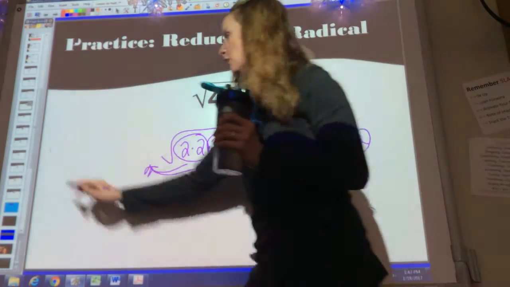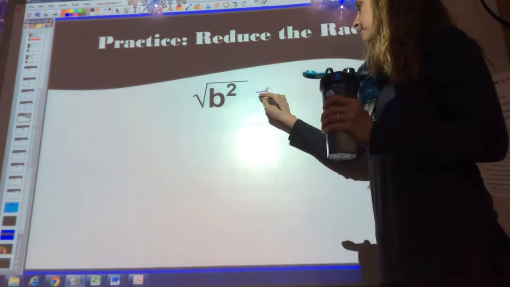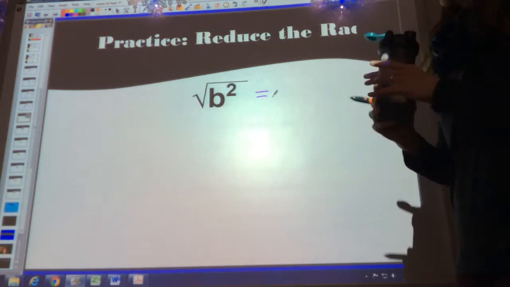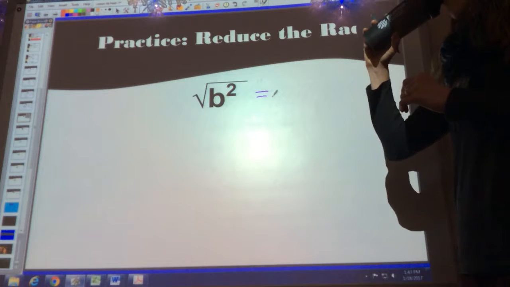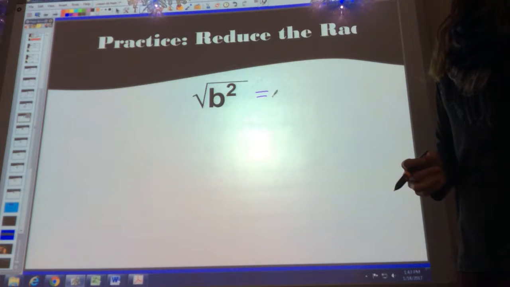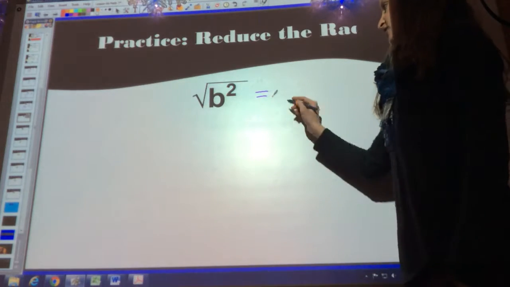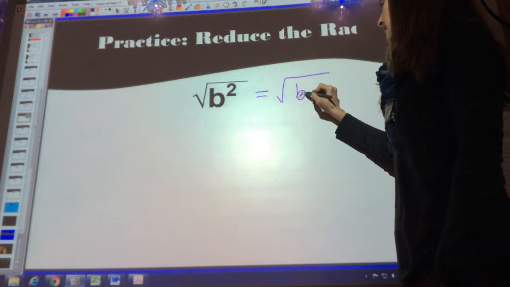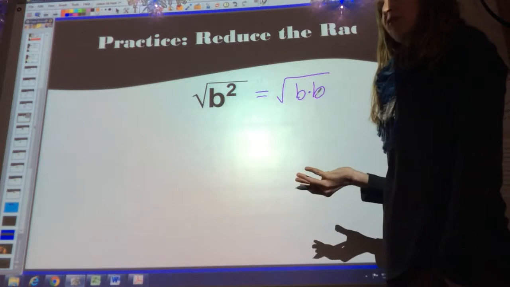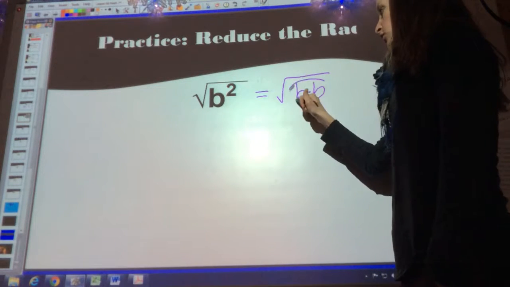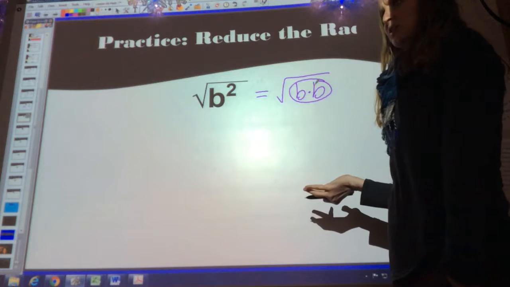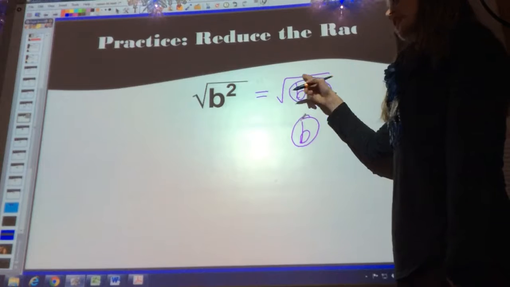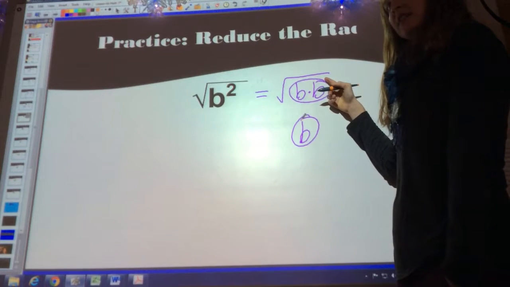Cool. Now, let's move on to this one. We've already done something like this before, but I'd like you to write it down real quick. What does b squared actually mean? B times b. And we can simplify this just like before. So we circle a group of b's, and then what's our square root of b squared going to be? B. Because there's nothing left inside the square root. Do you guys see that? Cool.